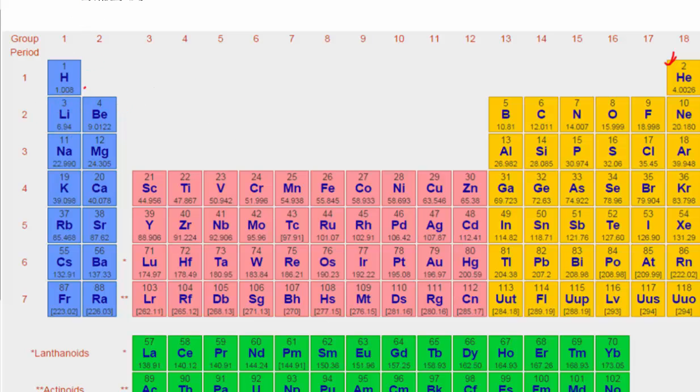Okay? So everything in column 1 has 1 valence electron. Everything in column 2 has 2 valence electrons.